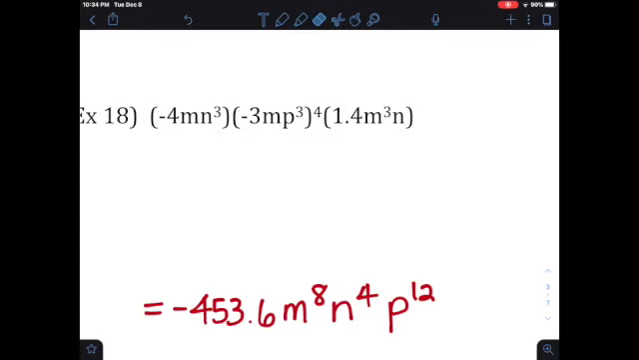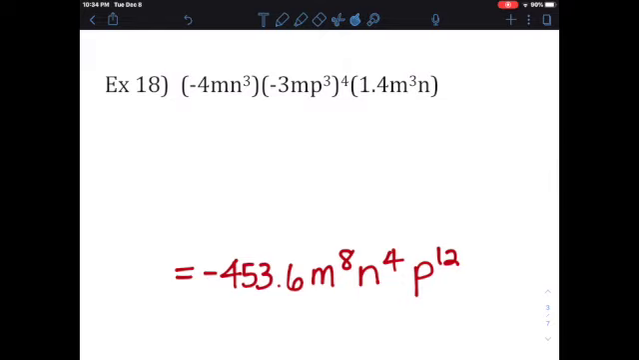The answer for number 18 is negative 453.6 m to the 8th, n to the 4th, p to the 12th.